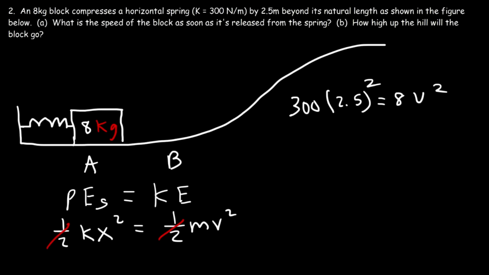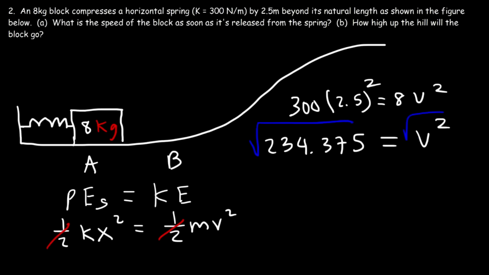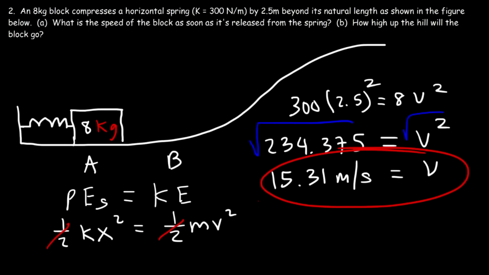300 times 2.5 squared is 1875. And if we divide that by 8, that's going to be 234.375. And that's equal to v squared. Now, let's take the square root of both sides. So the speed is going to be 15.31 meters per second. So this is the answer to part A. That's going to be the speed of the block as soon as it's released at position B.